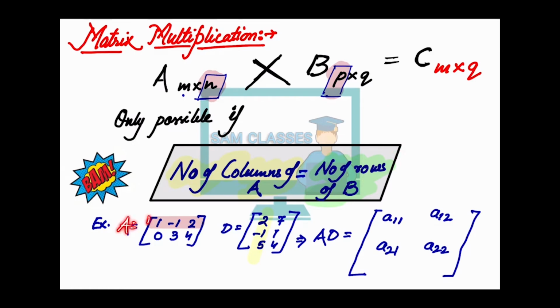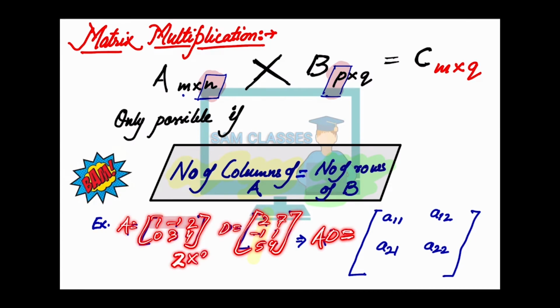A is equal to 1, minus 1, 0, 2, 3, and 4. And B is equal to another matrix: 2, 7, minus 1, 1, 5, and 4. So now we want to multiply A and B. Very simple. First we have to understand what is the order of this matrix, students? 2 rows and 3 columns. What is the order here? 3 rows and 2 columns.